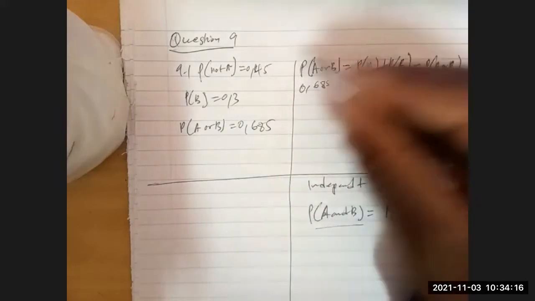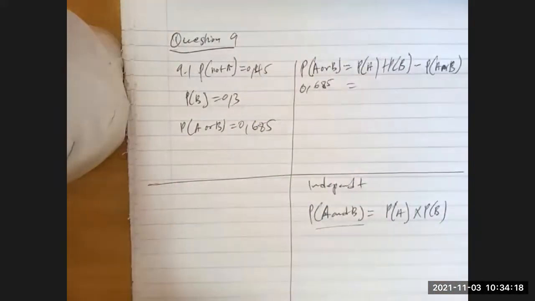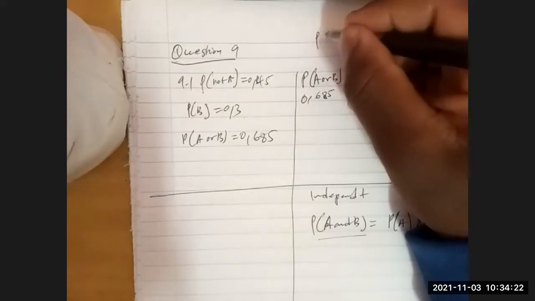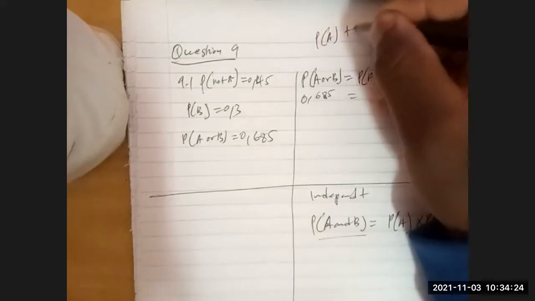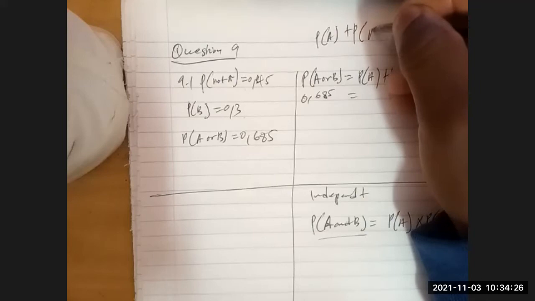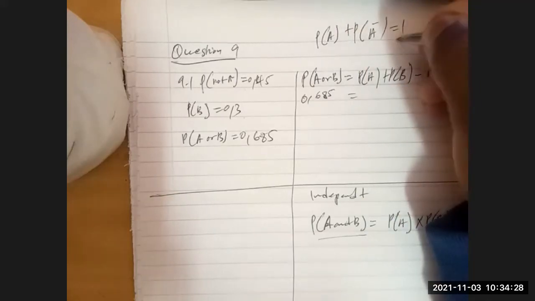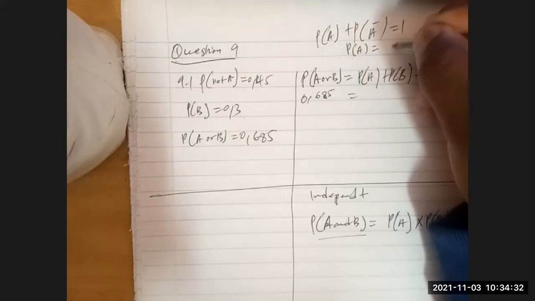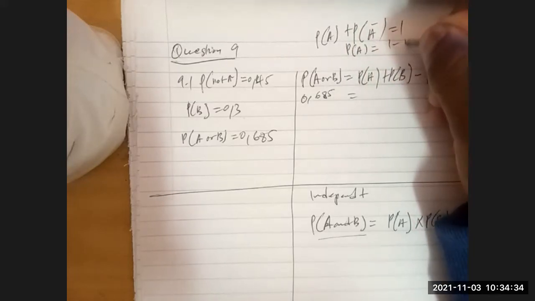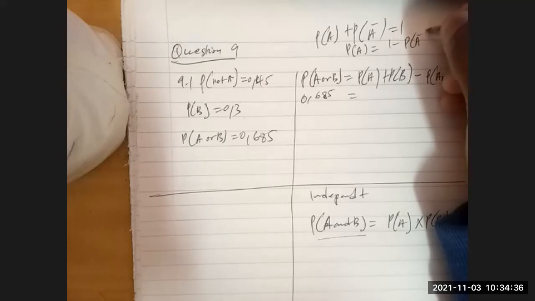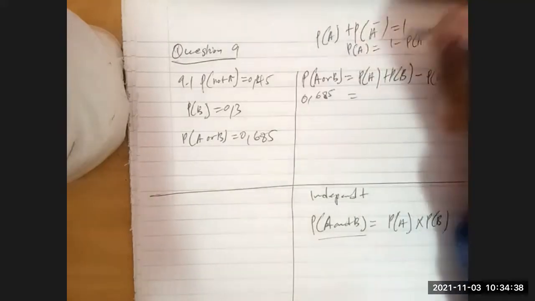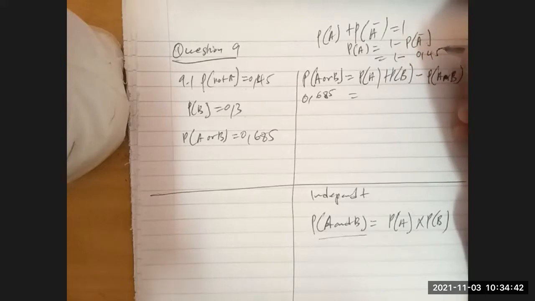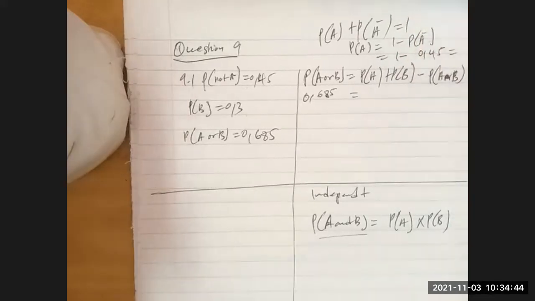We don't have the probability of A. How can we get it? We know the probability of not A. From that, it follows that the probability of A plus the probability of not A is equal to 1. So the probability of A will be equal to 1 minus the probability of not A, which is 1 minus 0.45.